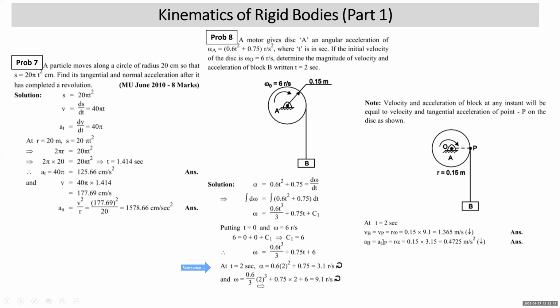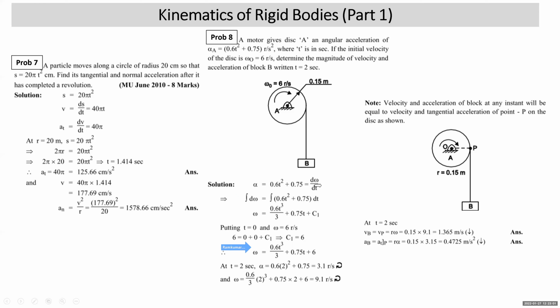Now, at t is equal to 2 seconds, we get alpha. Substitute the value of t into this expression, you get alpha at 2 seconds. Substitute the value of t into this expression, you get the value of omega. Right? As it is shown that the disk is turning in clockwise direction, it shows that omega and alpha both will be in clockwise direction.